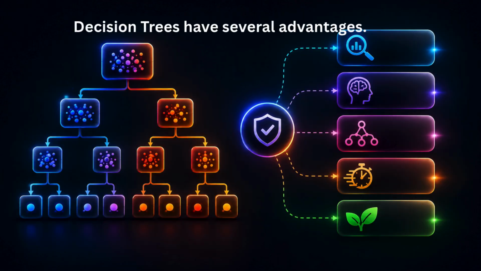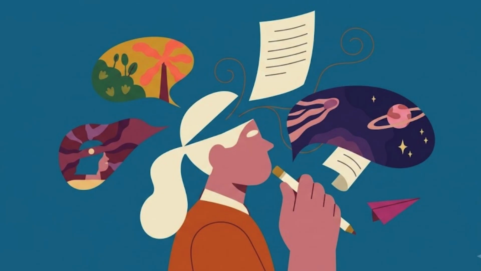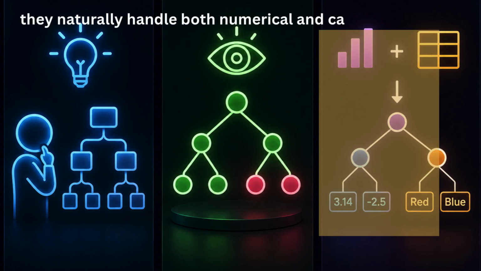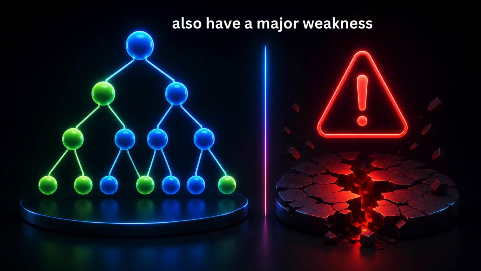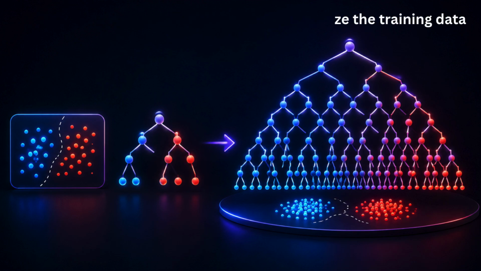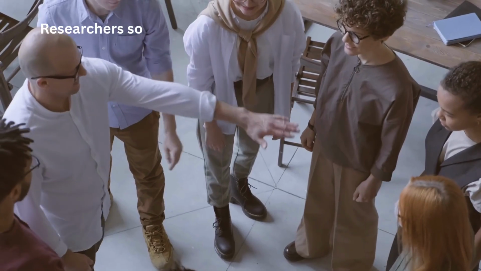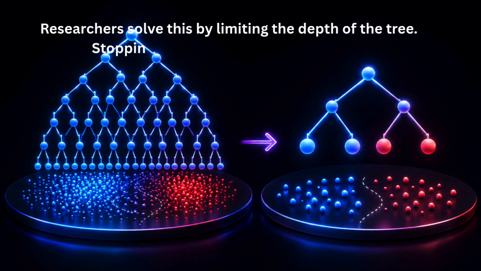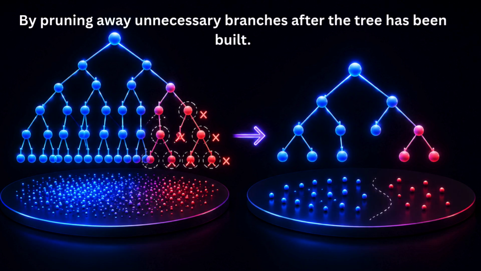Decision trees have several advantages. They're easy to understand, easy to visualize, and they naturally handle both numerical and categorical data. But they also have a major weakness. If they keep growing, they eventually memorize the training data. Instead of learning patterns, they learn noise. Researchers solve this by limiting the depth of the tree, stopping when leaves become too small, or by pruning away unnecessary branches after the tree has been built.